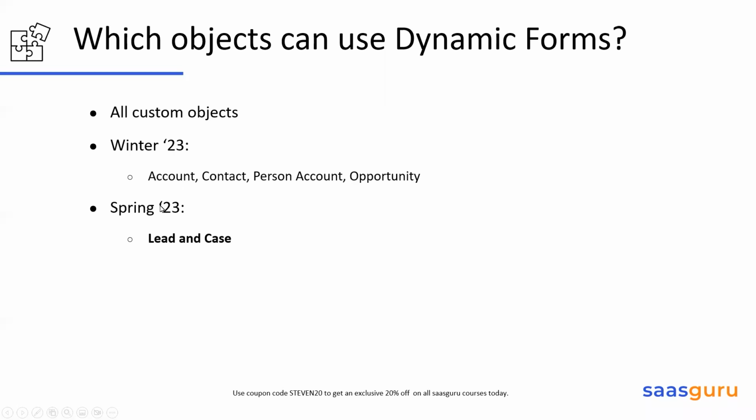And then from Spring, lead and case should have the option for dynamic forms as well. I think lead was initially meant to be in the next summer release, but they brought it forward. It might have been case, but anyway, there's a lot of demand. If you're struggling, I got caught out a few weeks ago trying to do a case and then reading the documentation. It's not ready yet, but nearly every object is available now.